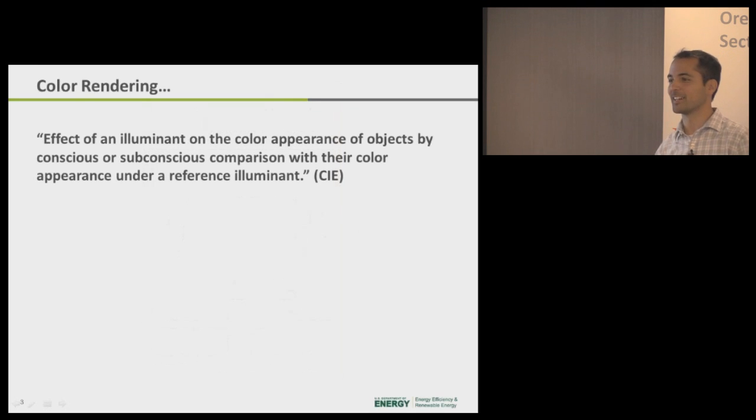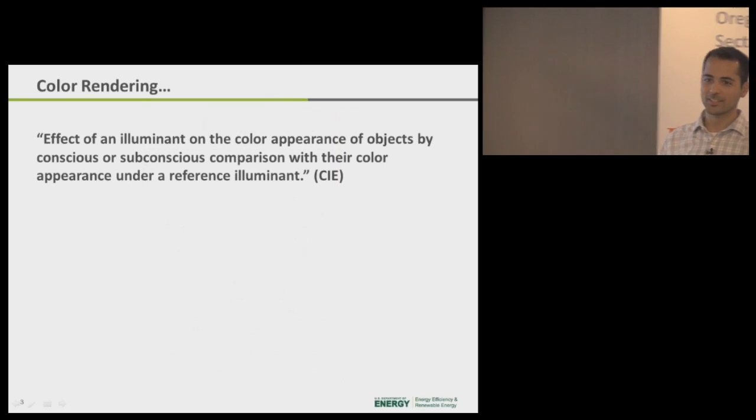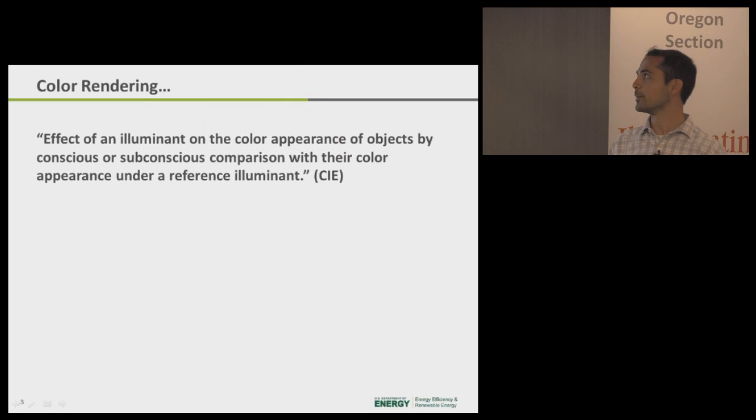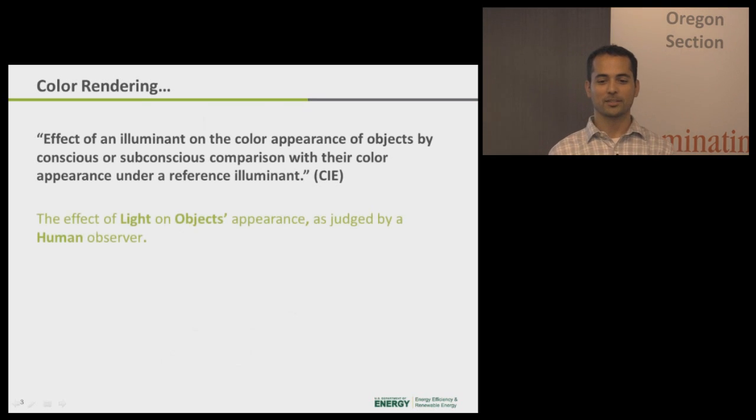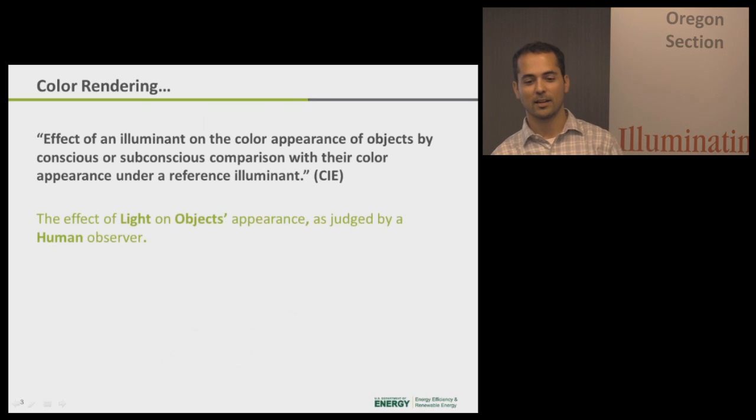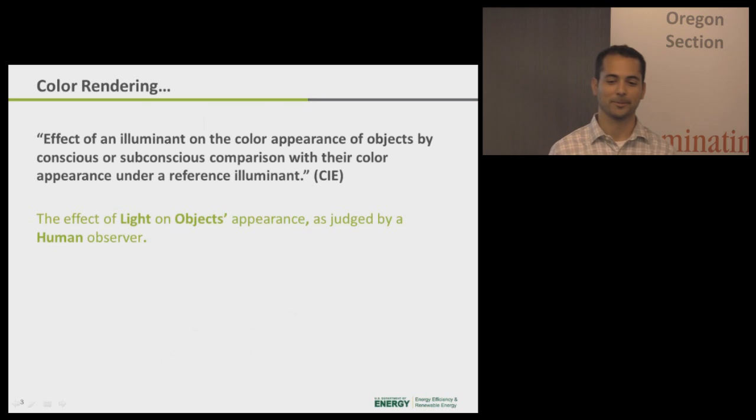Now today's topic is color rendering. So the CIE definition here: the effect of an illuminant on the color appearance of objects by conscious or subconscious comparison with the color appearance under a reference illuminant. Sort of a technical definition. The more simple definition: the effect of light on objects' appearance as judged by a human observer. That's sort of my own definition, a little bit simpler.